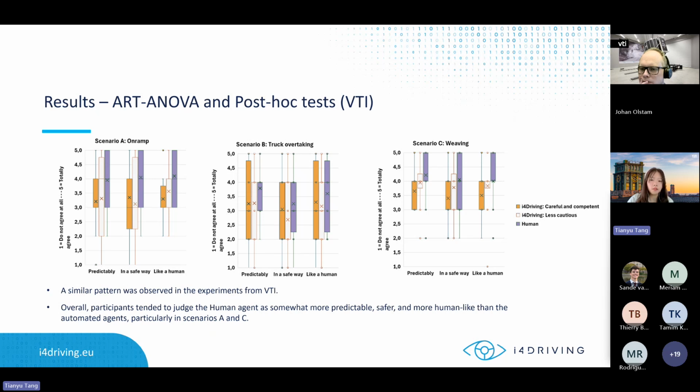However, you can see the rating range for the human driver here, the box plot, also shows a relatively large range. The experience is wider, so this means there is less agreement among participants. Interestingly, the mean rating for the i4 driving model is above the average of the rating scale. You can see here it's actually above 2.5. So this suggests that even though differences exist, the model was generally evaluated positively rather than negatively.